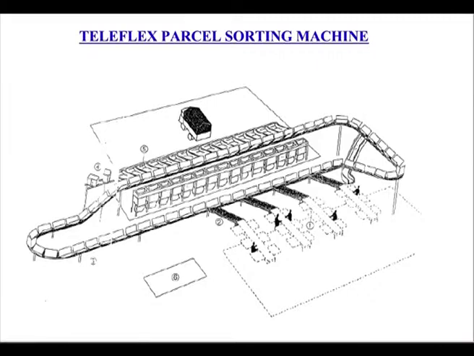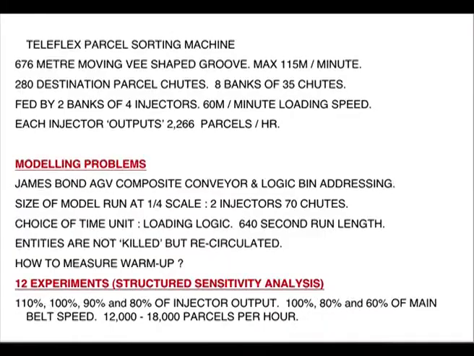So here we have a Teleflex passive sorting machine. This is just a schematic diagram. The actual specification was a lot more complex than this, to the Teleflex parcel sorting machine. The real specification was a 676 metre moving V-shaped groove with a maximum belt speed of 115 metres per minute.